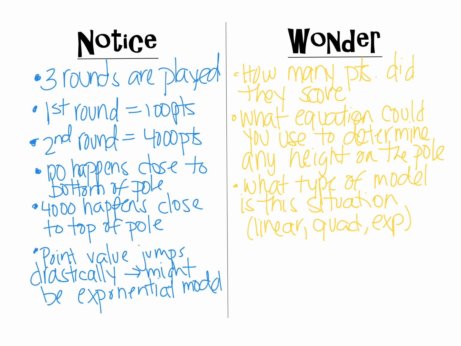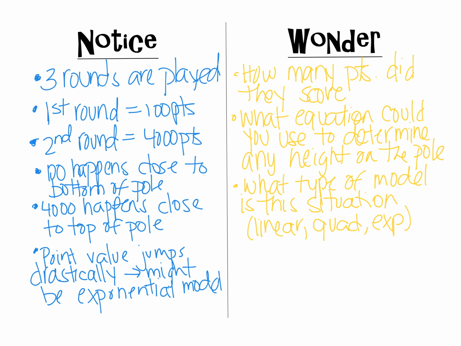So a couple of things that I just kind of jotted down was that there were 3 rounds that were played. The first round, Mario scored 100 points. The second round, they scored 4,000 points. 100 points happens close to the bottom of the pole. 4,000 happens close to the top of the pole. The point value jumps drastically, so I could assume that it might be an exponential model.